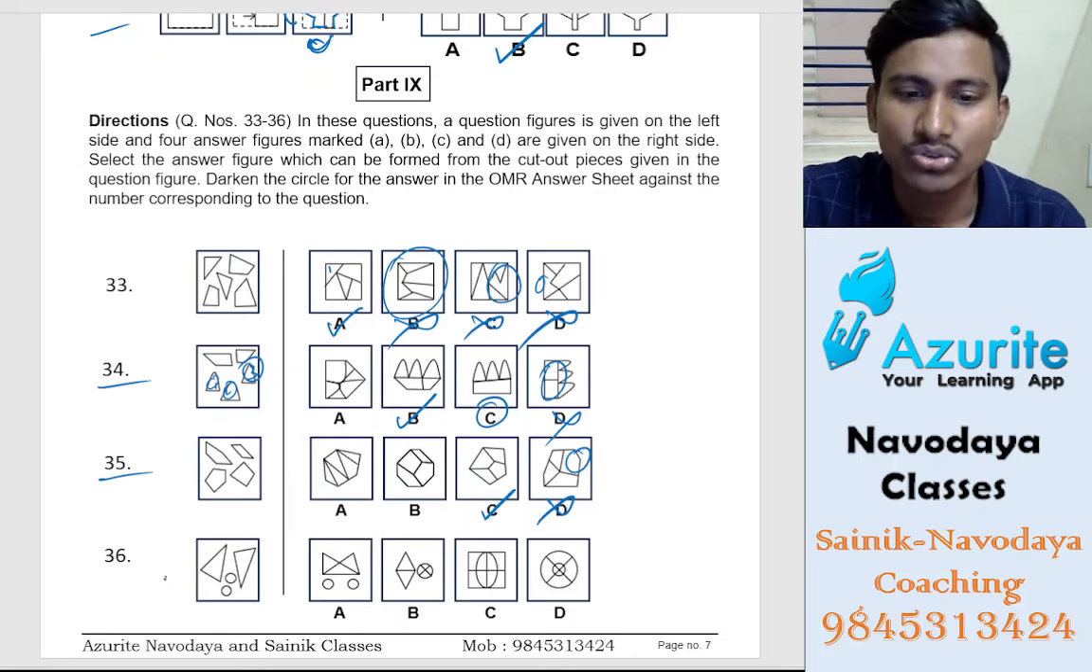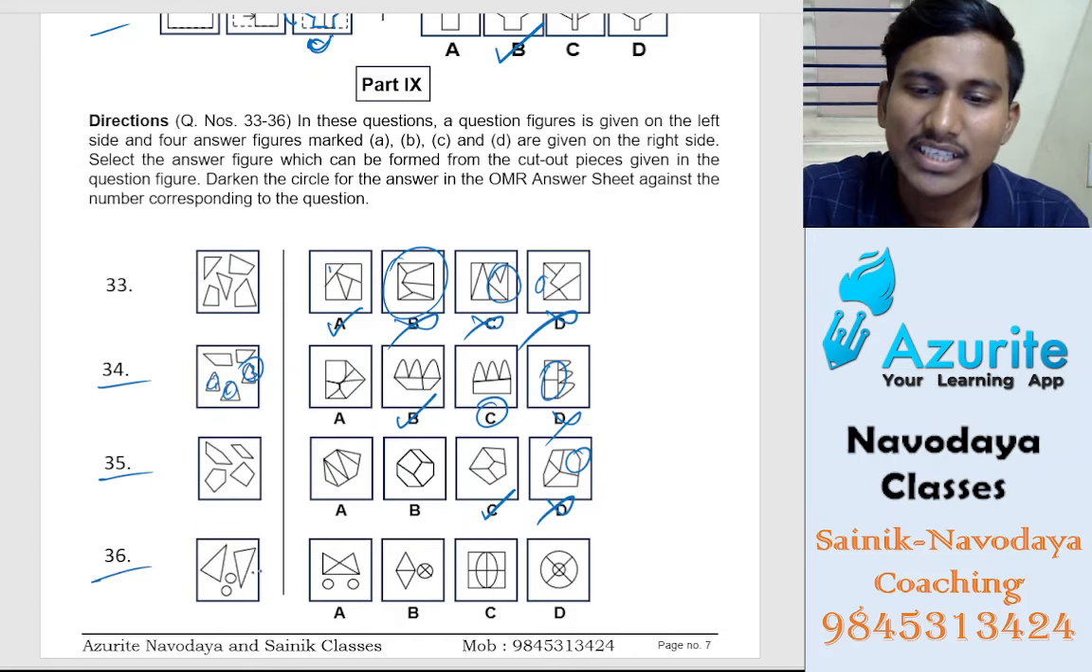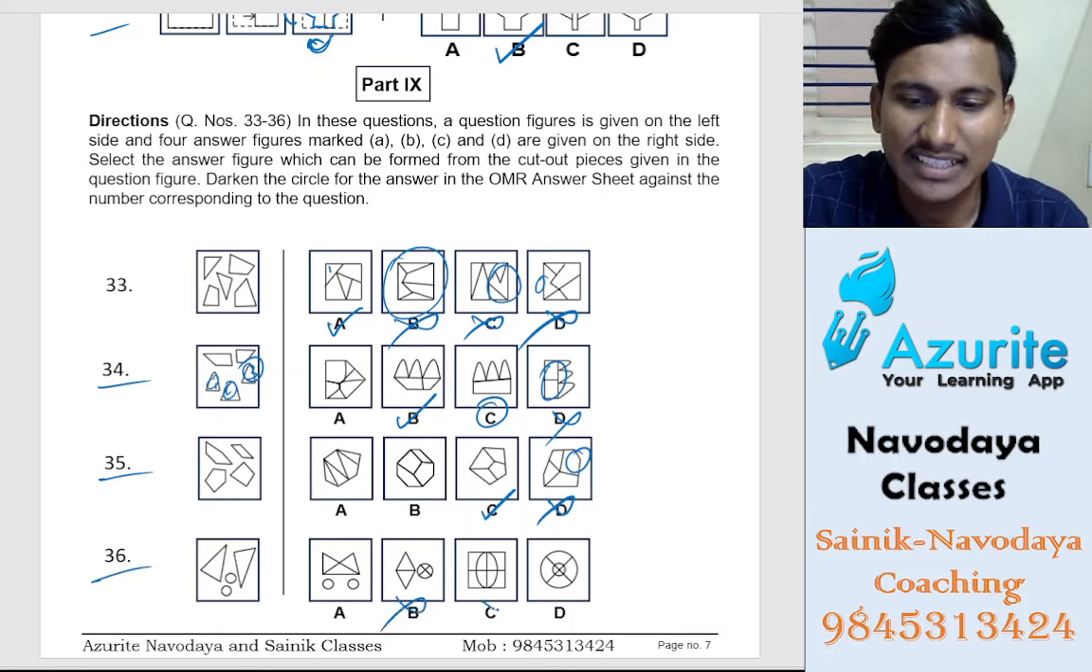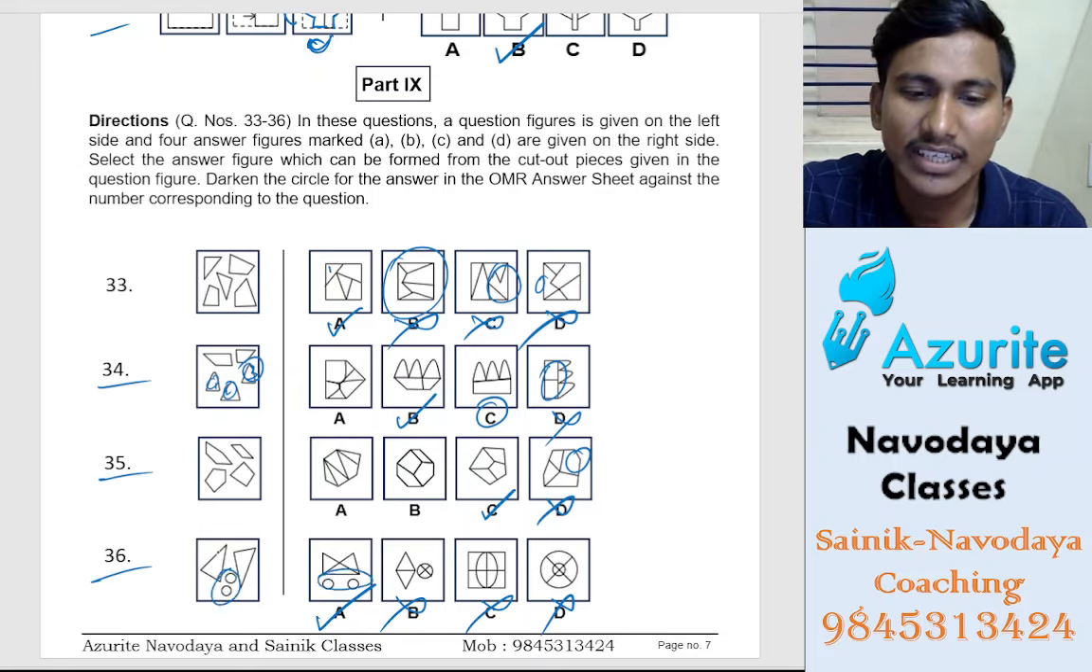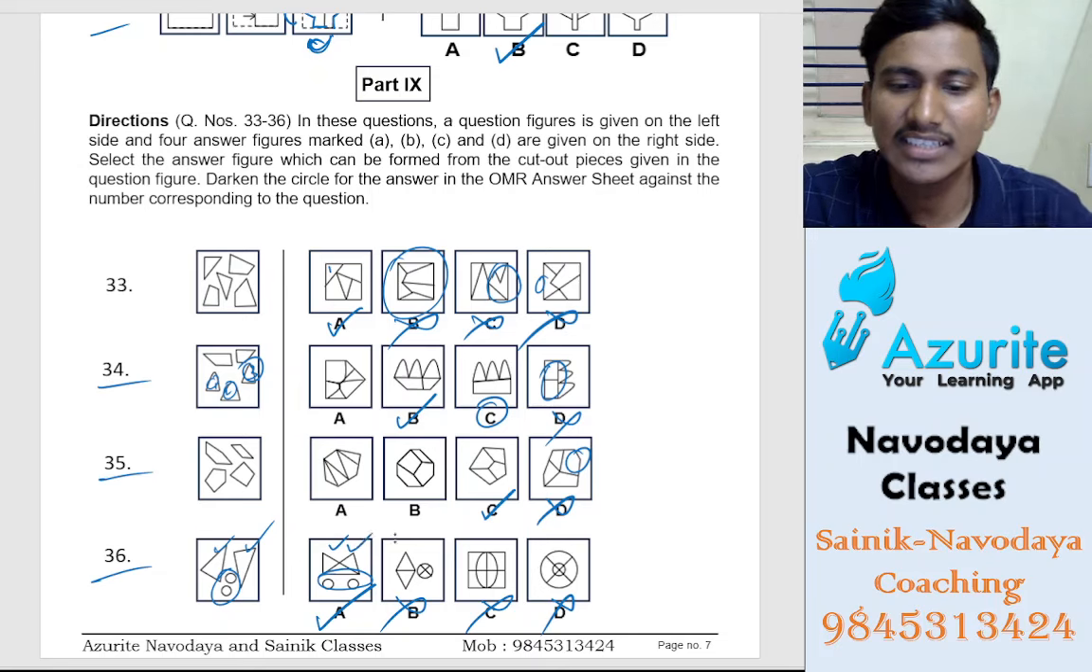Okay, now next, 36. So here B will not be the answer, C will not be, D will not be the answer. Then you can mark A as the answer, right? There are two circles here and two triangles. Understand? Like this you have to do.